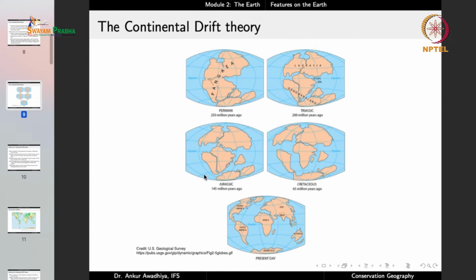Then in the Jurassic period, 145 million years ago, these carried on their movements. The movement carries on in the Cretaceous period also. The Cretaceous, 65 million years ago, is the time when the dinosaurs became extinct. At that time as well, the continents were moving, and this is the present configuration. Here you can observe that India was moving, and this portion was called the Tethys Sea. India was moving, and then it collided with Eurasia, and now it is a part of Asia.